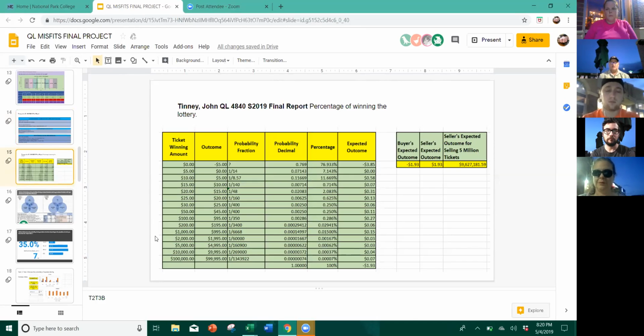The next slide goes back to that, and it's about the percentage of winning the lottery. It shows ticket sales and the percentage of outcome for the buyer and the percentage of outcome for the seller. If you look down through here all the way down to $100,000, it shows that the seller would end up making $9,627,181.59, whereas the person doing the buying doesn't have nearly as good a chance of that. Everything is stacked against someone trying to win the lottery or win any game of chance.